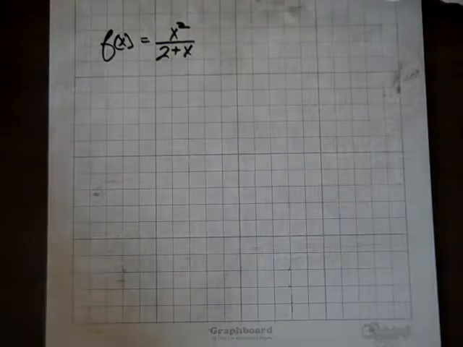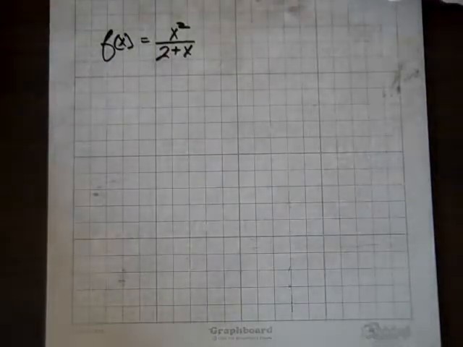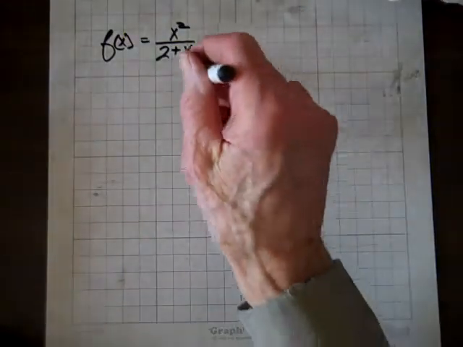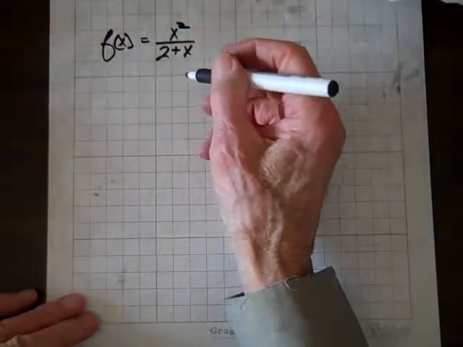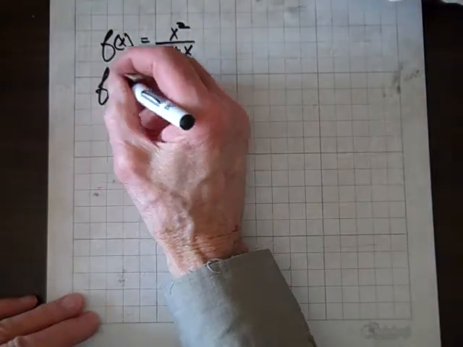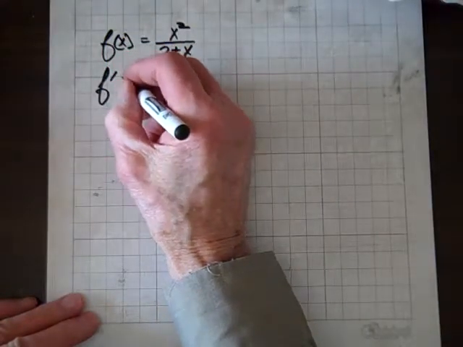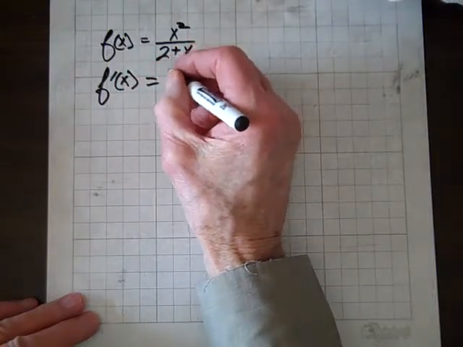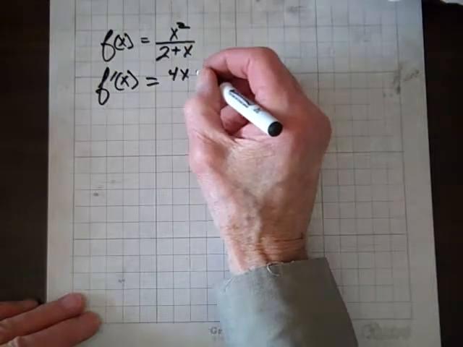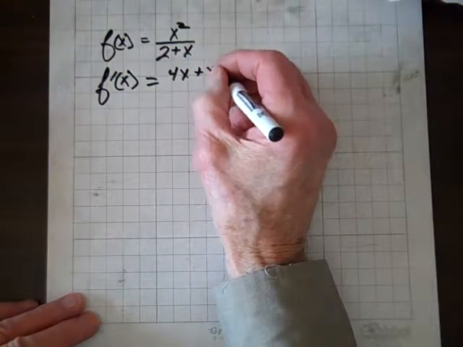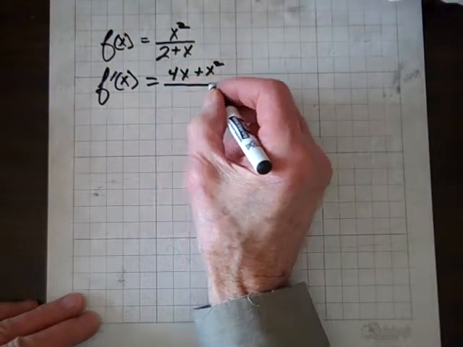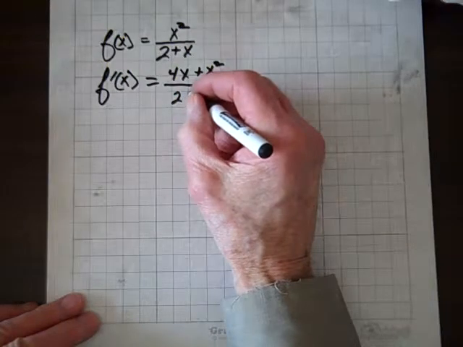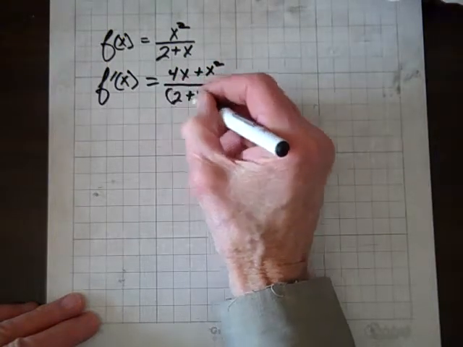Well, now we have another equation to graph, and that is f of x equals x squared over 2 plus x. So the first thing we'll do is find the first derivative and the critical points. And so f prime of x, you need the quotient rule. I'm just going to give you the result after you use the quotient rule, equals 4x plus x squared. So please verify this by using the quotient rule and taking the first derivative.